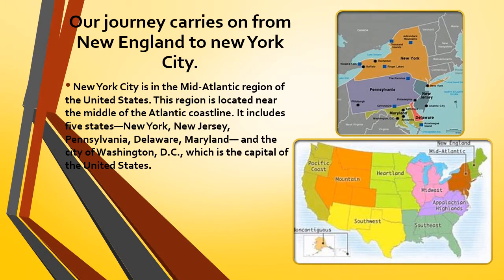We're going to be continuing our journey from New England to New York City. We have looked at New York City a few weeks ago, but today we're going to have a look a little bit more in depth. New York City is in the mid-Atlantic region of the United States. The region is located near the middle of the Atlantic coastline. It includes the 5 states, which we already know are New York, New Jersey, Pennsylvania, Delaware, Maryland, and the city of Washington, D.C., which is the capital of the United States. If you look at the maps here, you can see whereabouts New York City is situated.